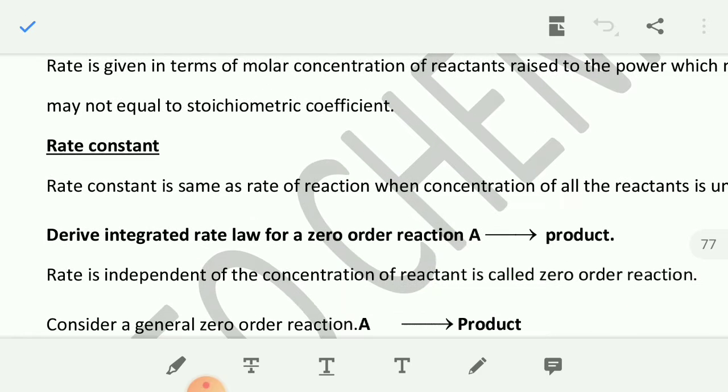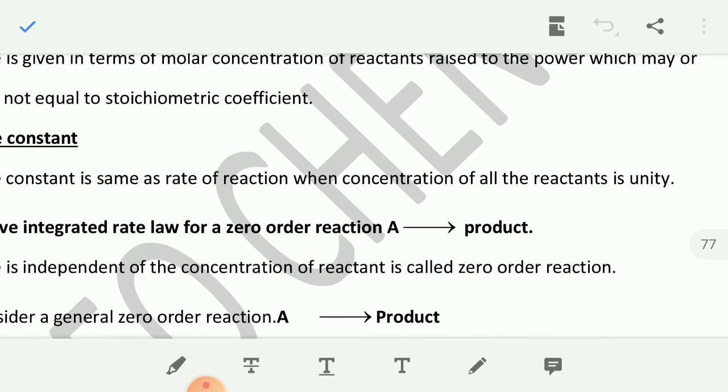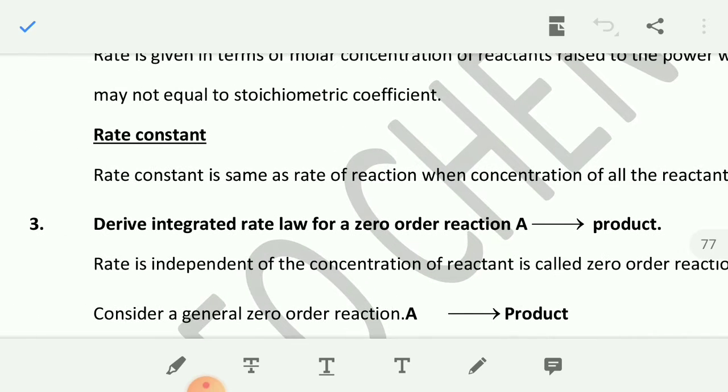Then the second one, rate constant. Rate constant is the same as the rate of reaction when the concentration of all the reactants is unity. This is the rate constant.